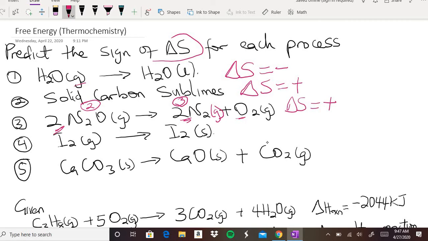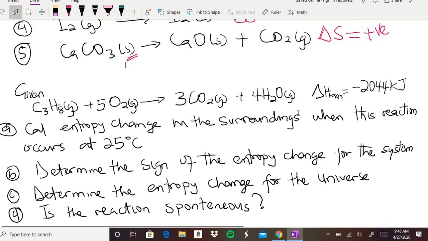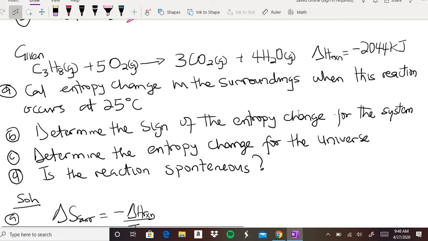For the fourth one, we have gas going into solid. So our delta S is going to be negative because gas has a greater entropy than solid. For the last one, our delta S is going to be positive because solid has a lower entropy. Let's go to the next example.